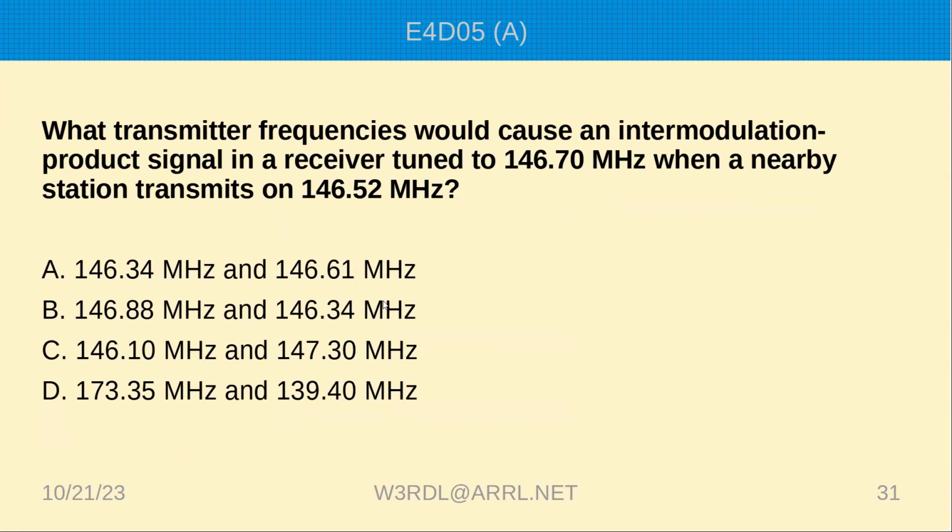Okay, now here's the nasty one. What transmitter frequencies would cause an intermodulation product signal in the receiver tuned to 146.7 when a nearby station is transmitting on 146.52? So you either have to remember those two frequencies or you have to know how to work it out. Do you double one of the highest frequency, or what? Double the highest and subtract the other one? Is that how you did it?